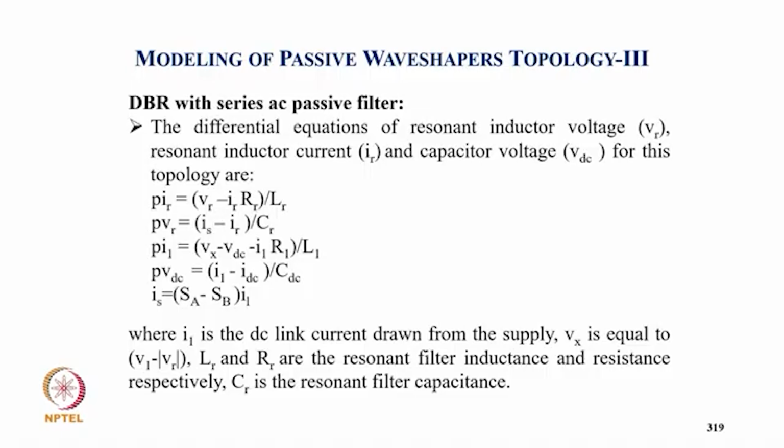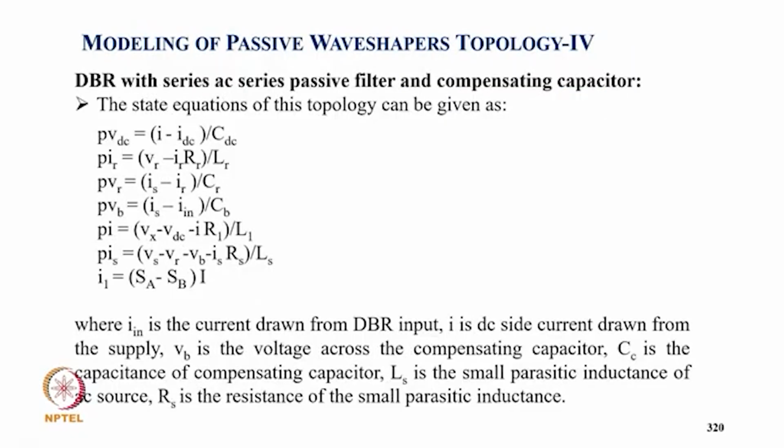capacitor voltage VDC for this topology are pIR equal to VR minus IR on LR, and pVR equal to IS minus IR upon CR, and pI1 equal to Vx minus VDC minus I1 R1 upon L1, and pVDC equal to I1 minus IDC upon CDC, and IS equal to in bracket SA minus SB into I1, where I1 is the DC current on pump supply, Vx is equal to V1 minus absolute VR, and LR and R are the resonant filter inductance and resistance effectiveness, CR the resonant filter capacitance.